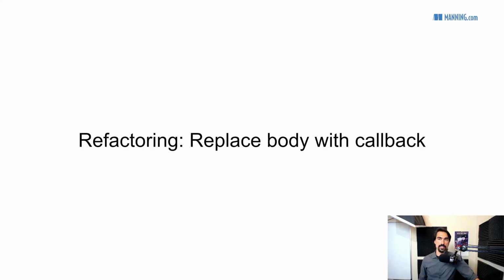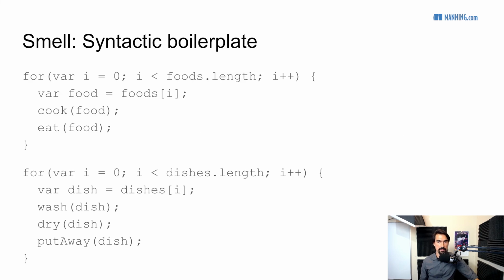Okay, next refactoring, replace body with callback. So here's the smell. We have these two for loops that are pretty much the same. They're just iterating through different arrays and doing different stuff inside the loop to each thing. The first one is all about cooking and eating foods. It's looping through each food and cooking it and eating it. And then once you're done eating, you want to do the dishes. So you're going to wash, dry, and put away each dish. But the loops are basically the same.